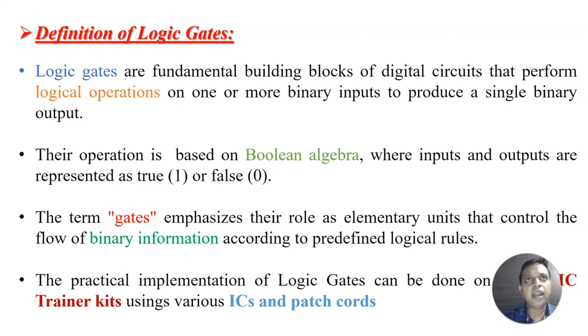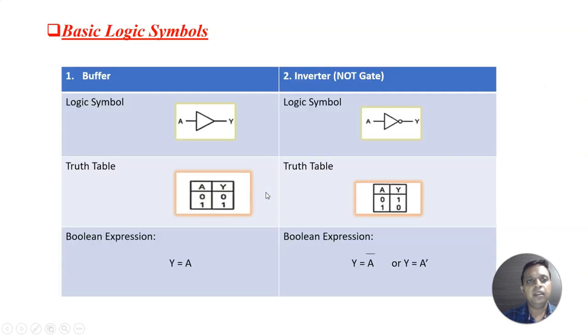And lastly, how can we practically implement these gates? The practical implementation of logic gates can be done on digital IC trainer kits by using various ICs and patch cords. Now, let us discuss the various types of ICs used in digital circuits one by one in coming slides. Now, what are the basic logic symbols? We will discuss about 7 to 8 different logic symbols in terms of their diagram or logic symbol, in terms of truth table, and in terms of Boolean expression.